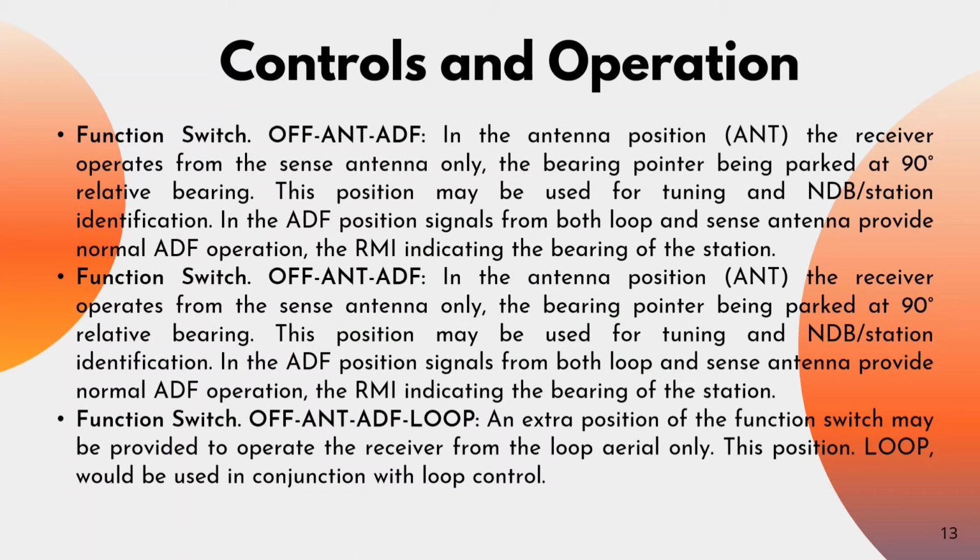Controls and operation. Function switch: OFF, ANT, ADF. In the antenna position ANT, the receiver operates from the sense antenna only, and the bearing pointer is parked at 90 degrees relative bearing. This position may be used for tuning and NDB station identification. In the ADF position, signals from both loop and sense antenna provide normal ADF operation, the RMI indicating the bearing of the station.